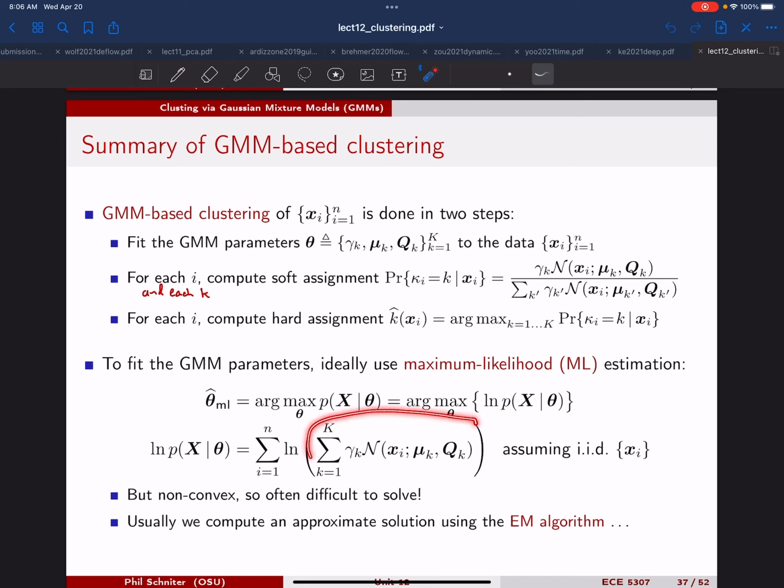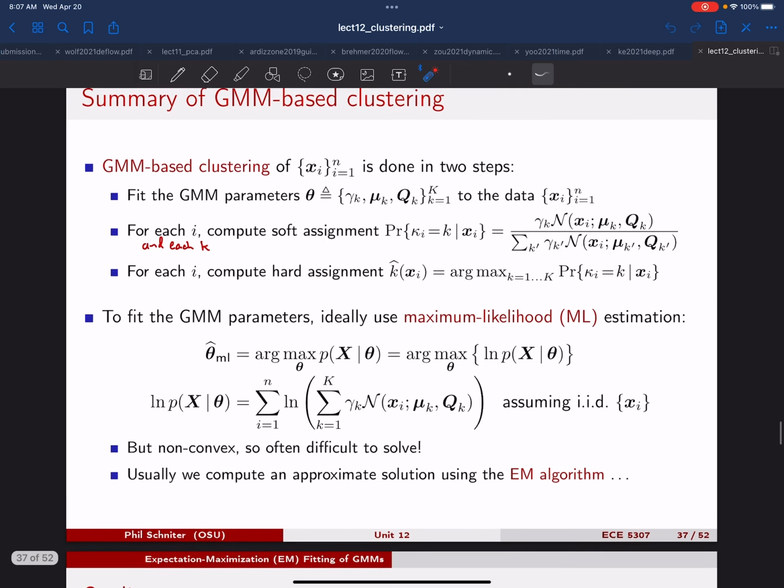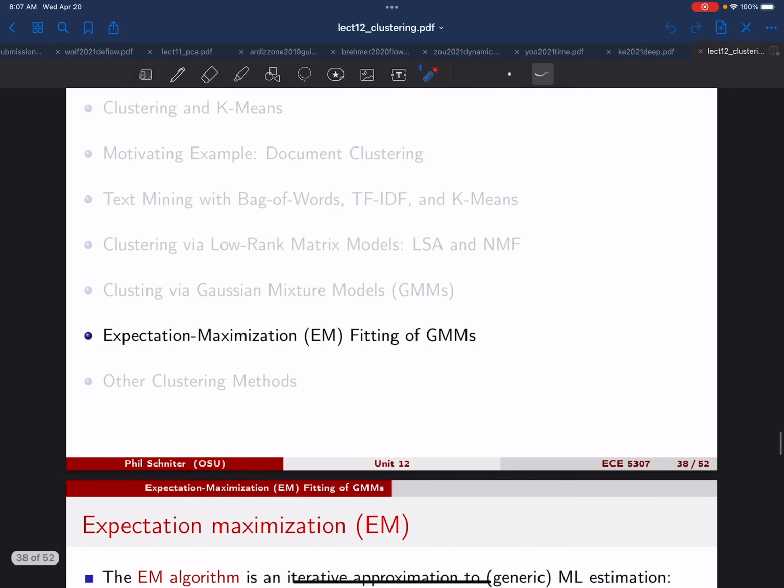And if we plug in our expression for that likelihood, it looks like this. And then the sum comes out here. So the trouble is that this is a difficult optimization. Anytime you have a log of a sum, that's a challenging thing to deal with. So this is a non-convex problem, and we are going to come up with an approximate solution to this maximum likelihood problem using something called the EM algorithm. So that's what I'm going to describe today.